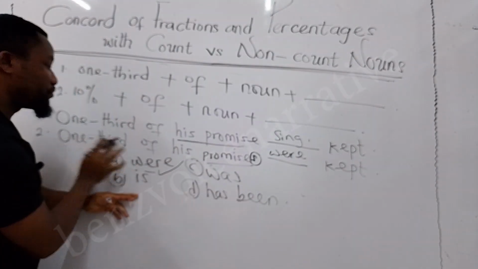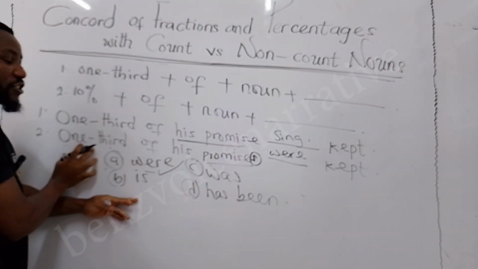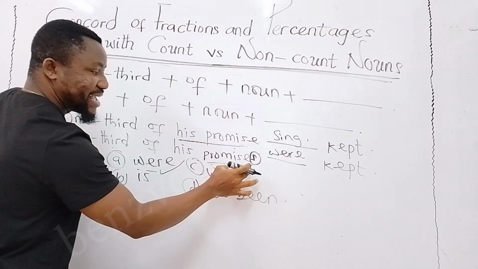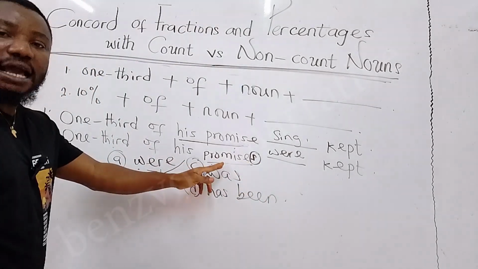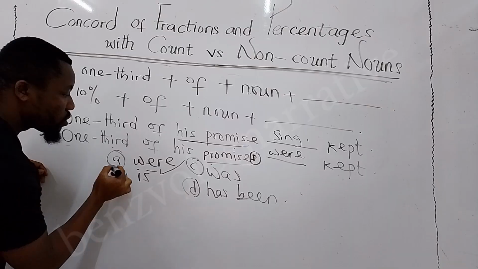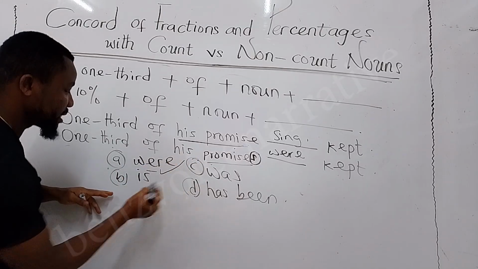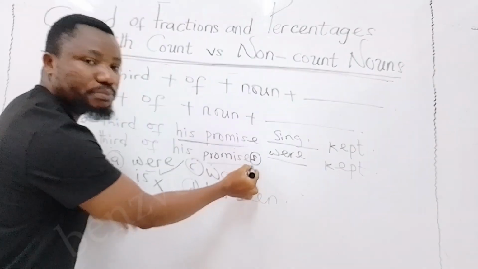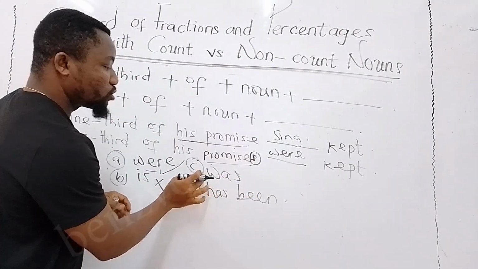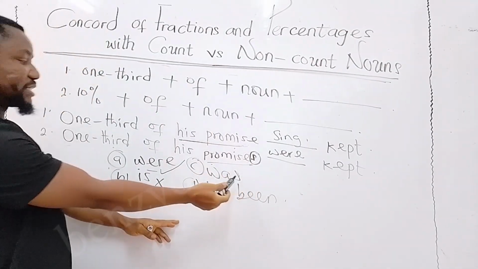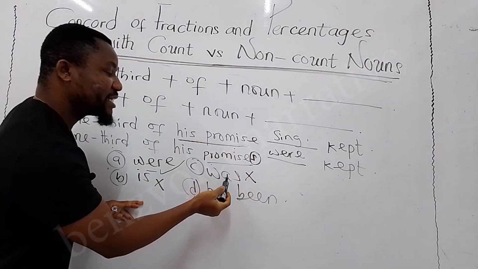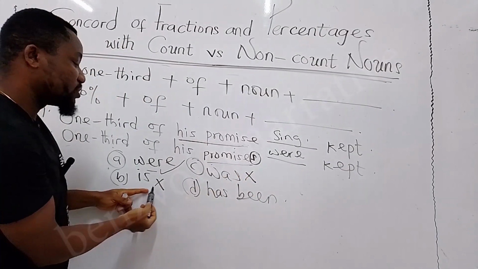Let's go to option B. One third. Don't be confused by the fraction here. The rule cancels this out. Remember, what we deal with is the nature of the noun being talked about. So one third of his promises is kept is wrong. Why? Because here we have a plural noun. So let's go to option C. One third of his promises was kept is also wrong. Why? Was is a singular verb, the past tense of is.